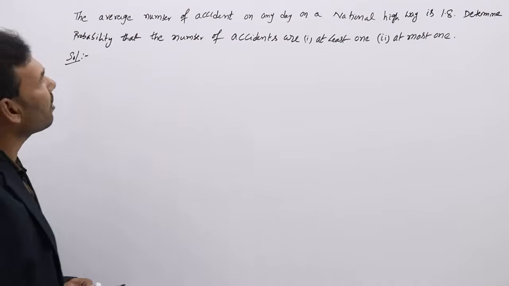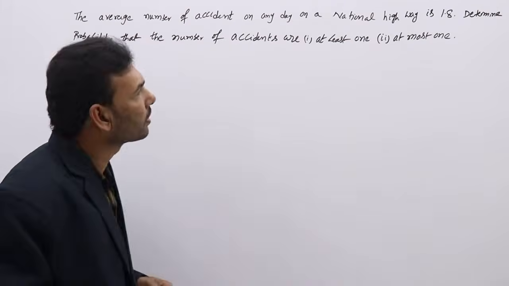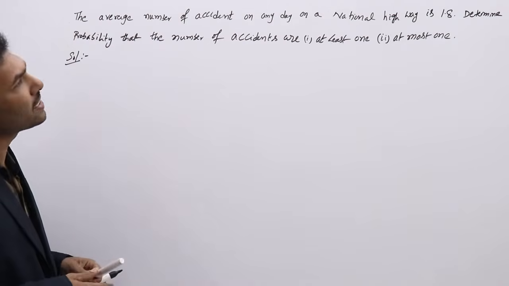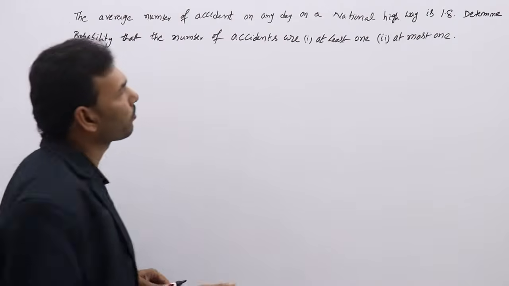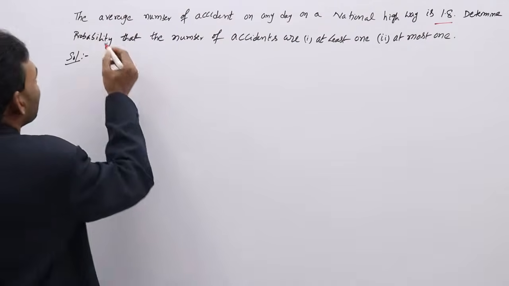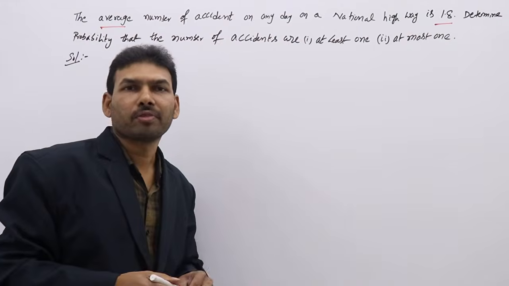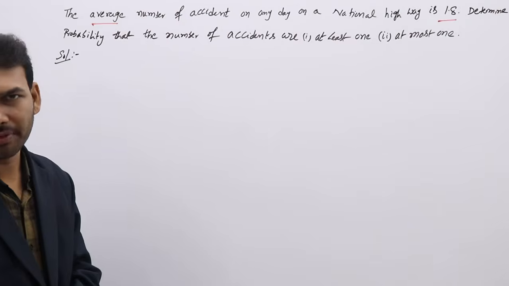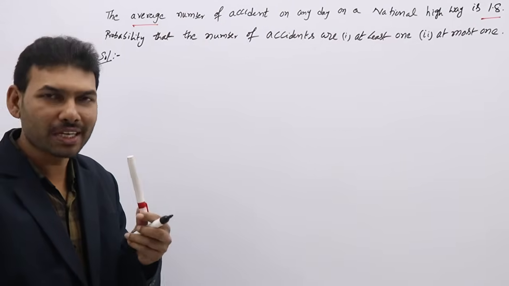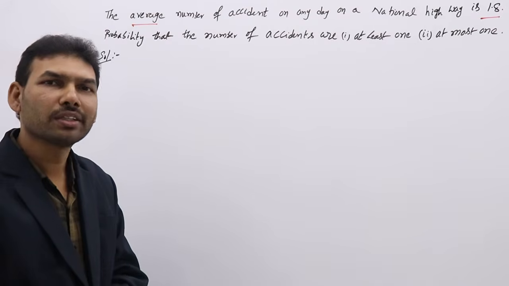The average number of accidents on any day on a national highway is 1.8. Determine the probability that the number of accidents is at least 1, and at most 1. Average number of accidents, that means the mean is given. No other information do we have in the question. Only one parameter, and that parameter is the mean. You don't have n, you don't have p.